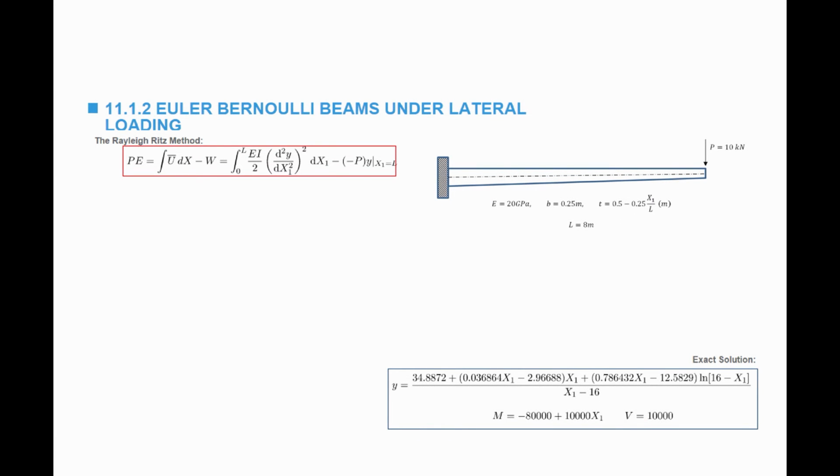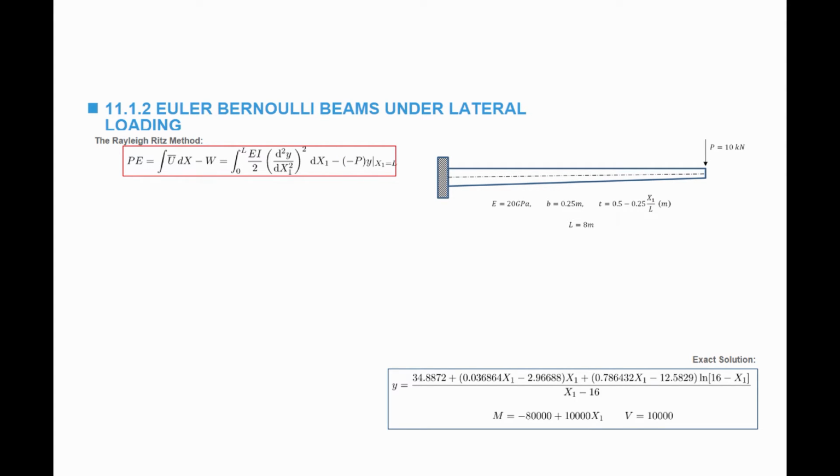We're going to put the exact solution on the side here, and then apply the Rayleigh-Ritz method. The Rayleigh-Ritz method seeks to find a function y that would minimize the potential energy of the system. The potential energy of the system for an Euler-Bernoulli beam is the integral of EI over 2, the second derivative of y with respect to x1 squared, all squared, minus the forces multiplied by the corresponding displacements.